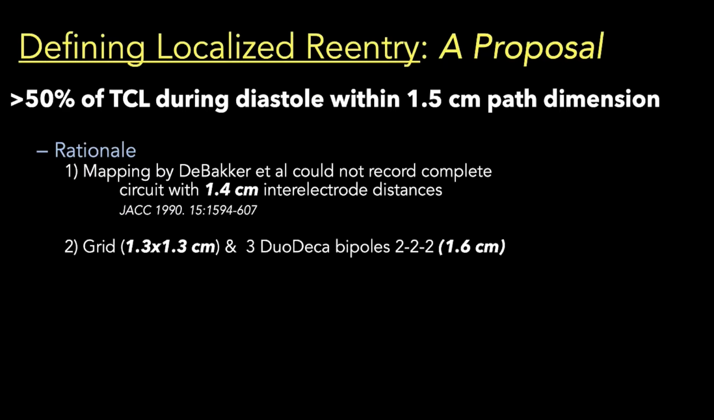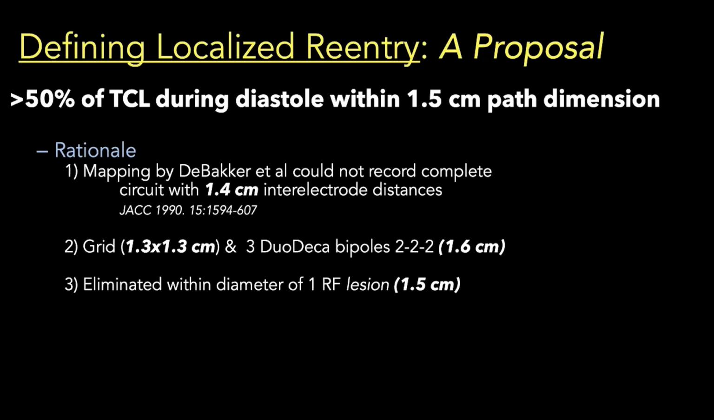The grid catheter is conveniently 1.3 by 1.3 centimeters, and 3 electrodes is about 1.6. So that's interesting because you're using known distances to be able to use it as a ruler in the field. This is true field scaling.